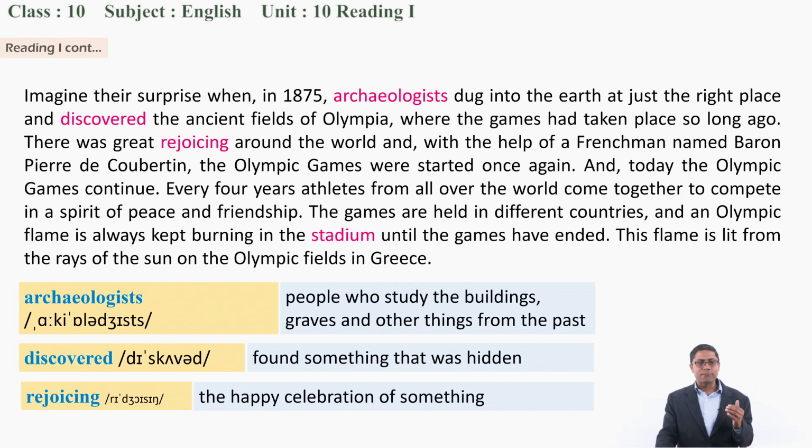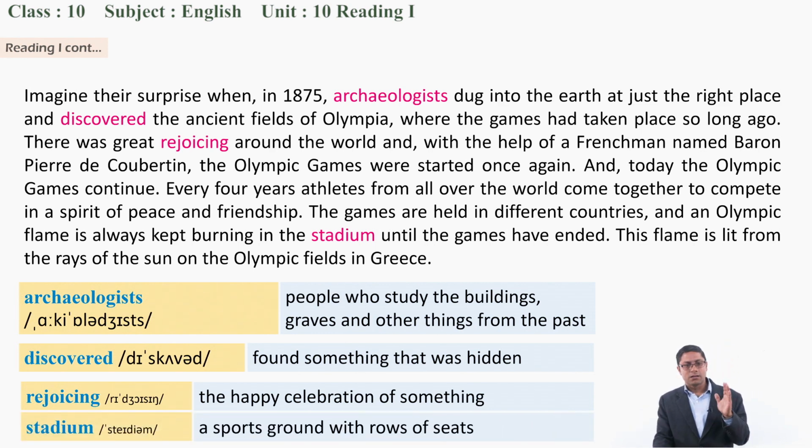And an Olympic flame is always kept burning in the stadium until the games have ended. We have discussed in the very beginning the Olympic flame that is kept burning in the stadium. Stadium means a sports ground with rows of seats, where we can sit and enjoy the sports. There, the burning flame is kept throughout the games. And this flame, see, is lit from the rays of the sun on the Olympic fields in Greece.